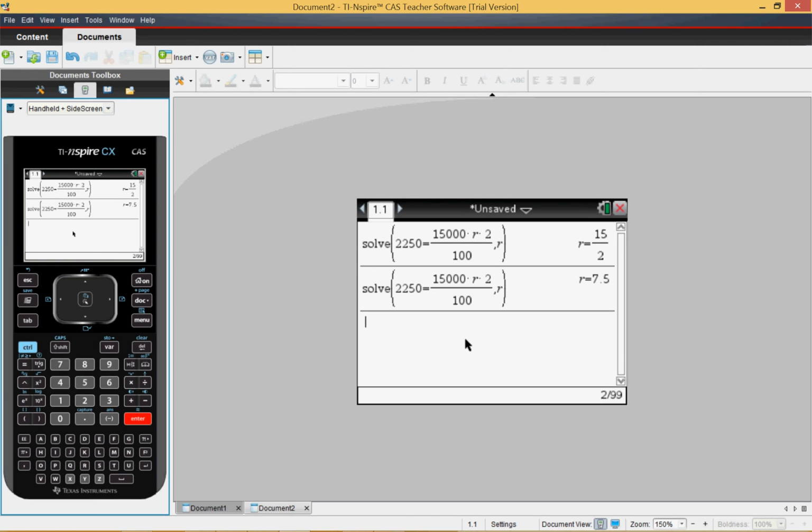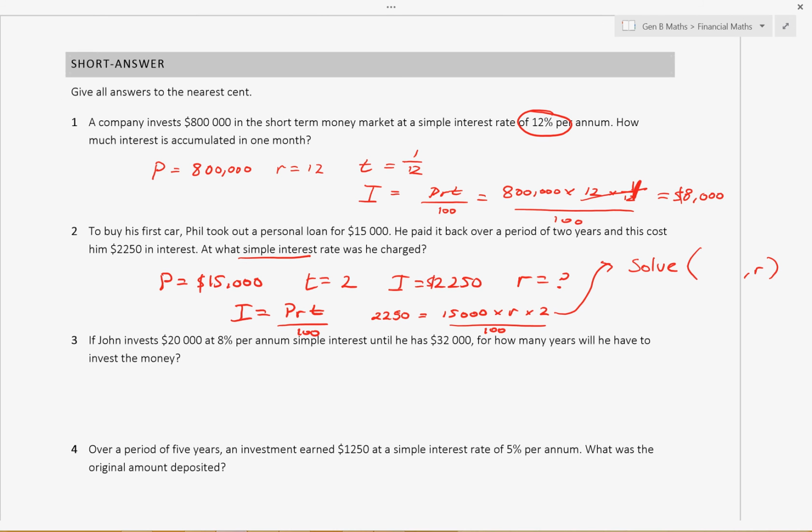Did you get a rate of 7.5%? Yep. Good. Okay, so therefore we've got R is equal to 7.5%. That was the simple interest rate. Once again, if you write this, I'd expect you to write out what you're doing in your calculator, and that will be effectively your method mark. If John invests, so far so good hopefully.